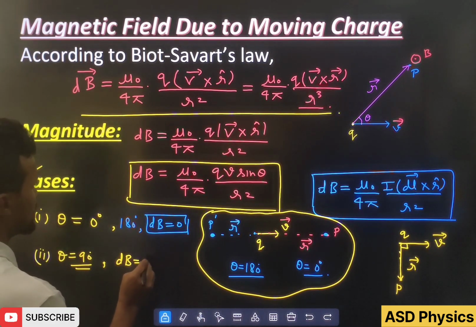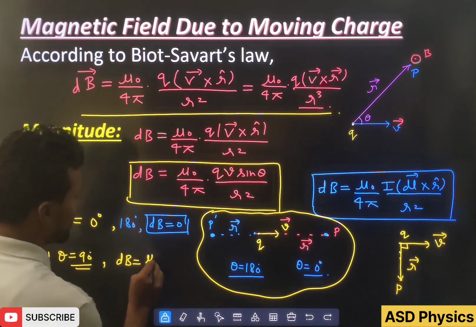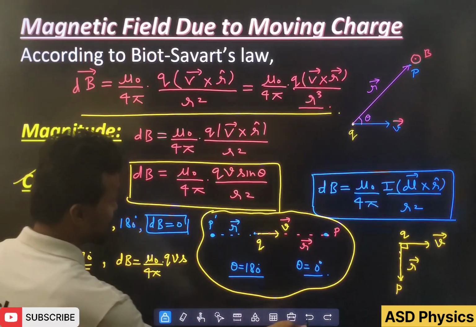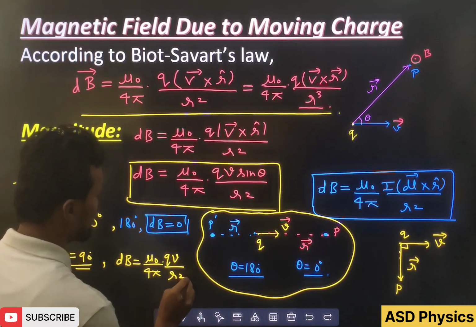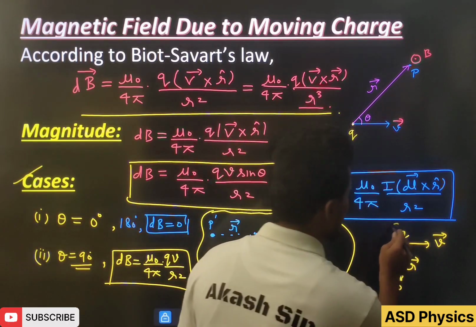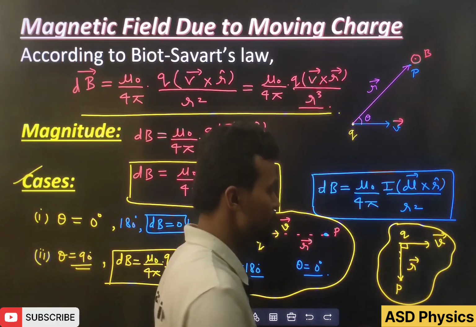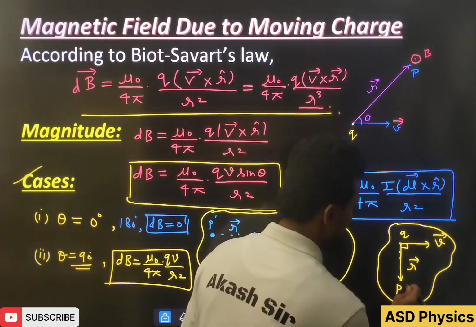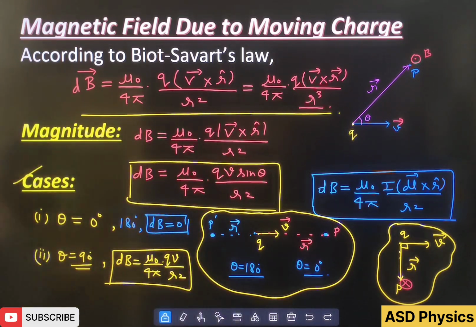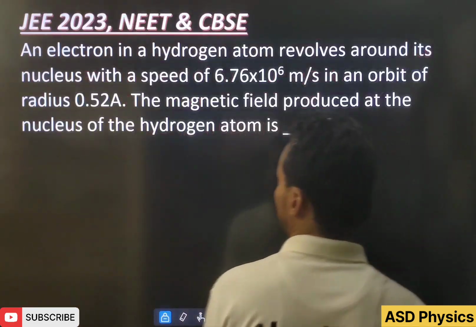Kindly see here: dB equals mu naught by 4 pi into Q V sine 90. Sine 90 is 1, so Q V by r square. So this is the theta equal to 90 degree situation. Direction of the magnetic field: curl your fingers from V to r, so the magnetic field will be inside. V to r we have to curl. This is in case of a positive charge. For a negative charge, the direction will be reversed. Great.